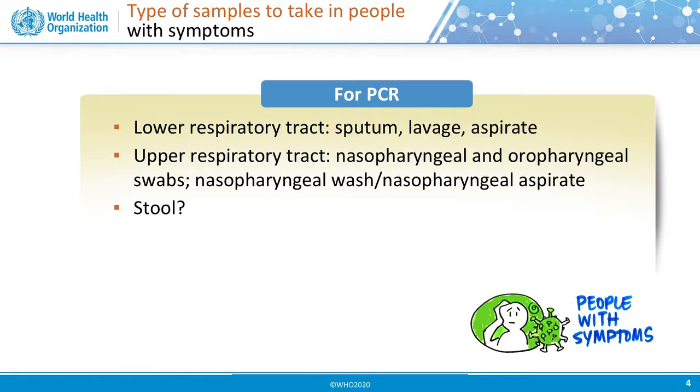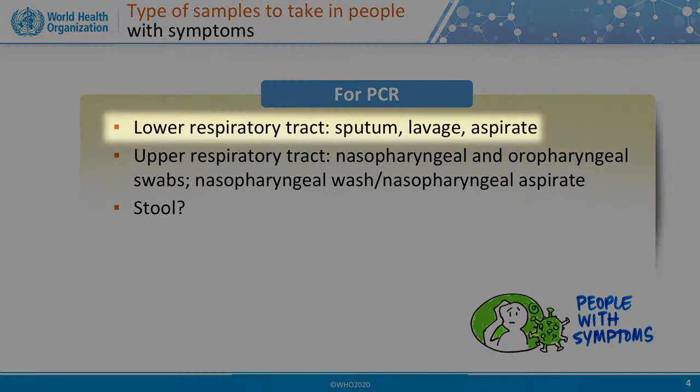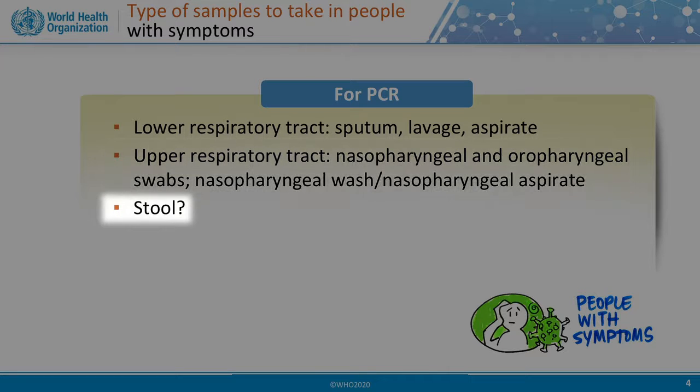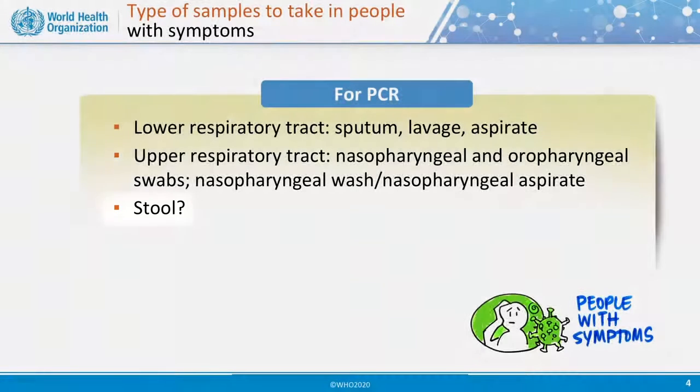For people who have symptoms, if we want to test them through PCR, we would look for 2 main different kinds of sample. The first is samples from the lower respiratory tract, and this is going to include sputum, bronchial lavage or aspirate. And we can also look for samples from the upper respiratory tract, including nasopharyngeal and oropharyngeal swabs. In some cases, we can look at other sample types as well. It's been shown that the virus can be detected in such as stool samples. But for PCR, we look for respiratory samples.